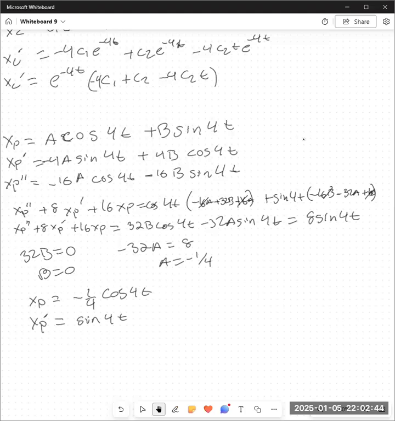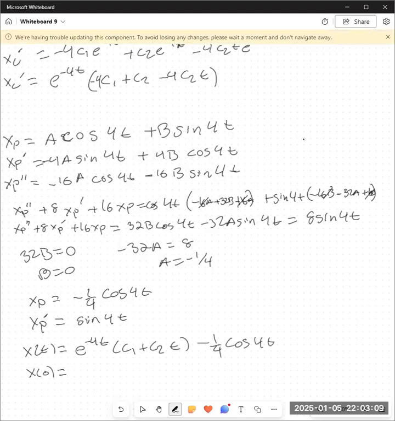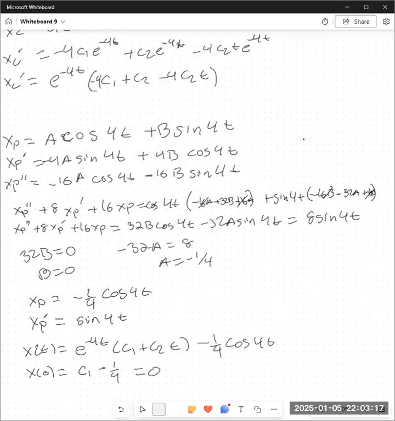That lets me know that x of t is going to be e to the negative 4t, c1 plus c2t, minus 1/4 cosine of 4t, making x of 0 equal to c1 minus 1/4. And we're starting at equilibrium, so that means that c1 is equal to 1/4.